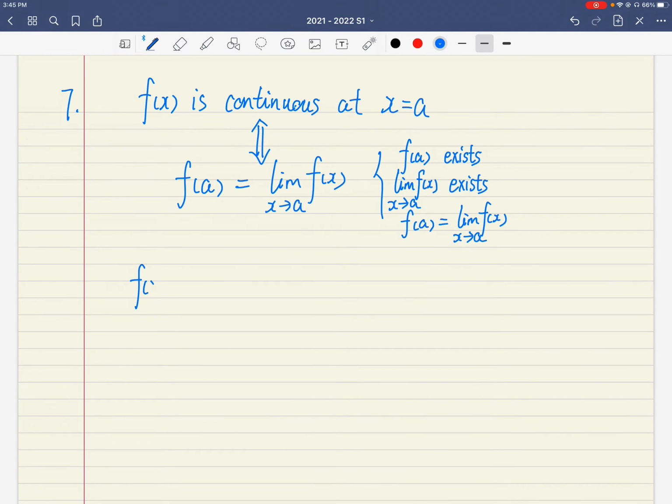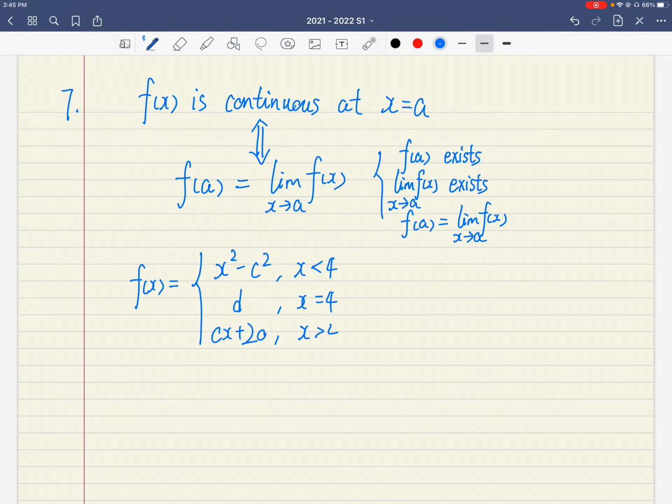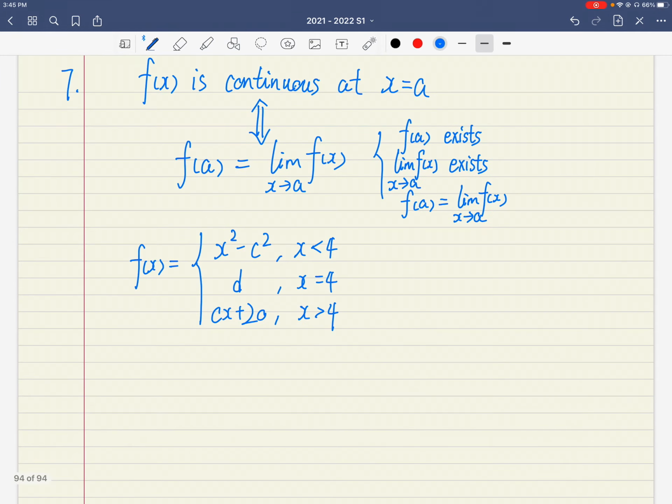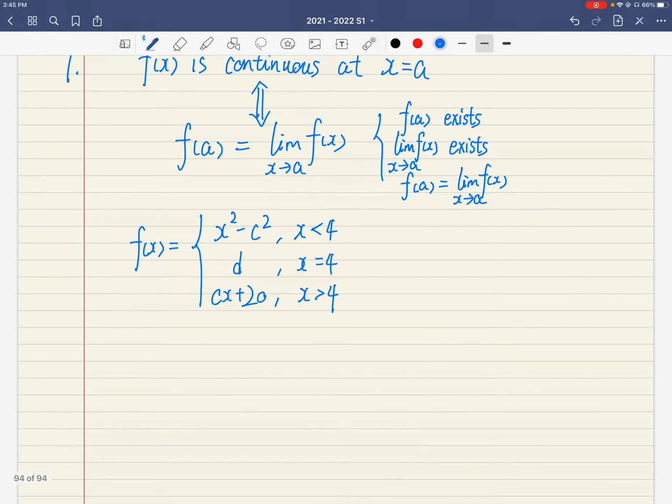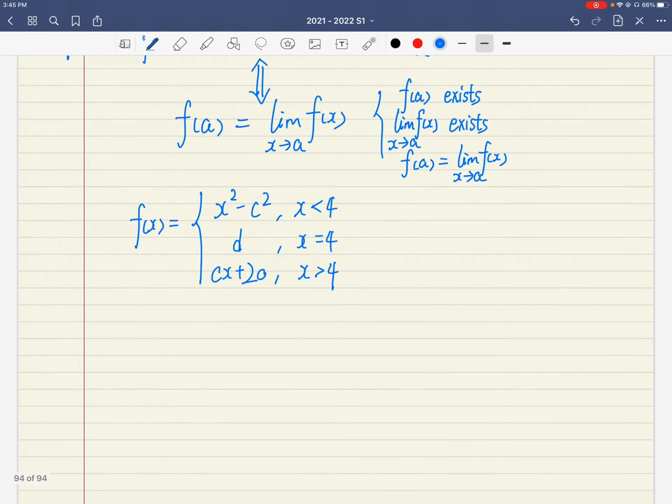So now what's our f(x)? f(x) is x squared minus c squared when x is smaller than 4. It is d when x is 4. And it's cx plus 20 when x is greater than 4. And let g be continuous at 4. So first thing, what is f(4)? f(4) is d. This number always exists.